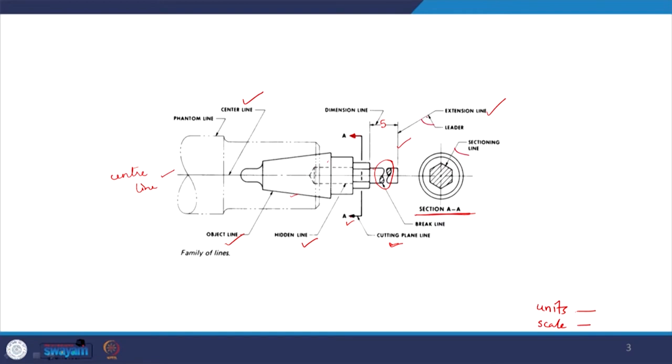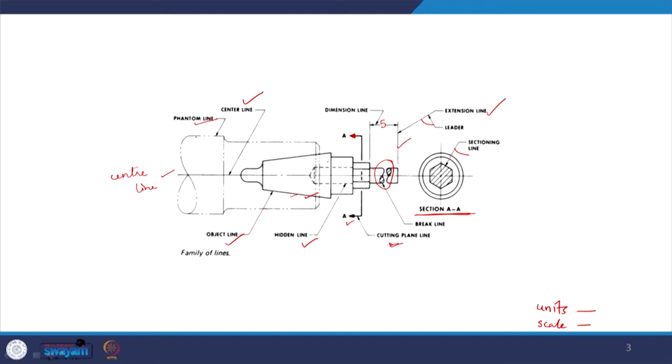Now I was telling you about the phantom line. A phantom line is a line which represents an imaginary object. Though the main object in the drawing is represented here, this particular object is going and fitting into another object which is not the concern here. But of course, we know that there is an object intended. This object is represented using this line called the phantom line.